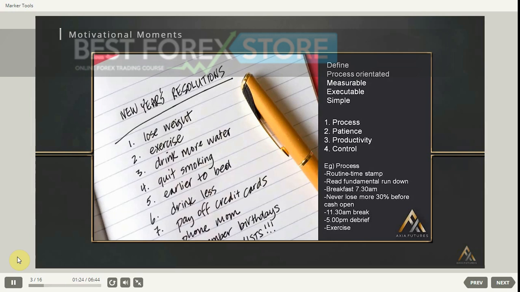So first and foremost, every single goal you have must in one sense or another be process oriented. And I'm going to show you what I mean by process oriented with an example. So for instance, if we take the first example on the list there, lose weight. Now, there is a process that you can attach to that goal. Just writing down lose weight, that's not good enough. You have to physically create the process in order to lose weight.